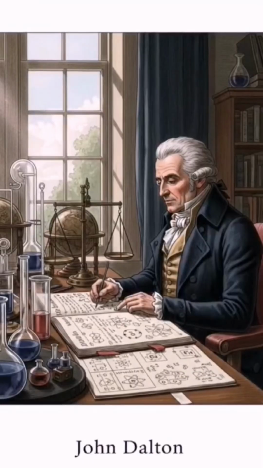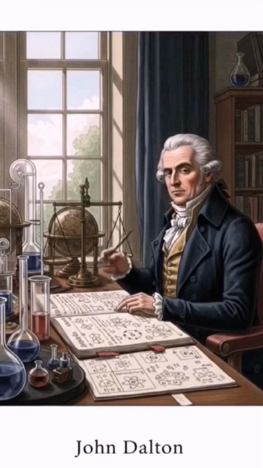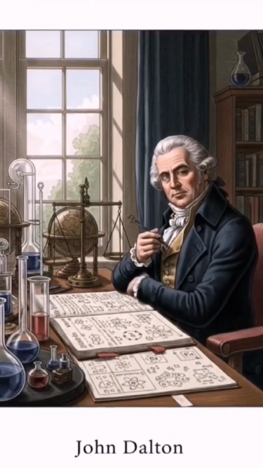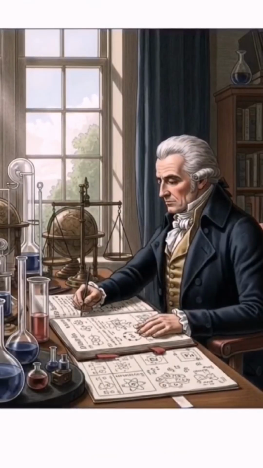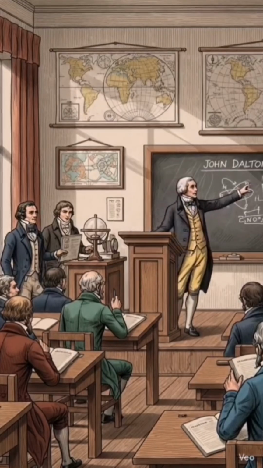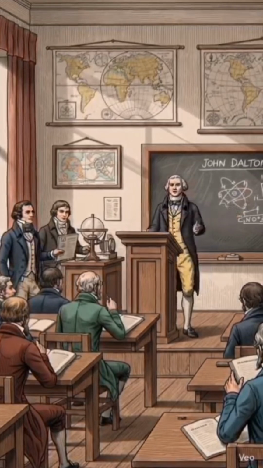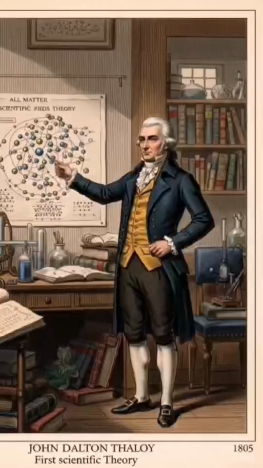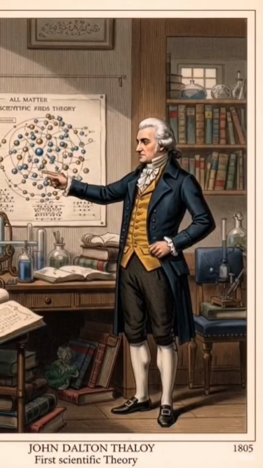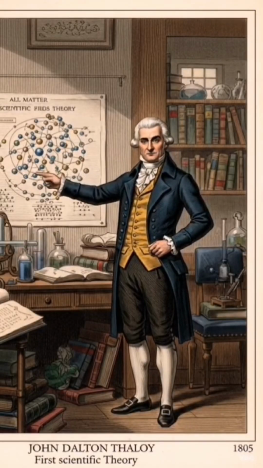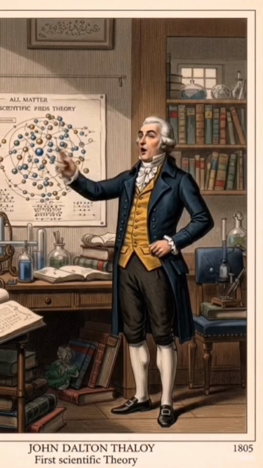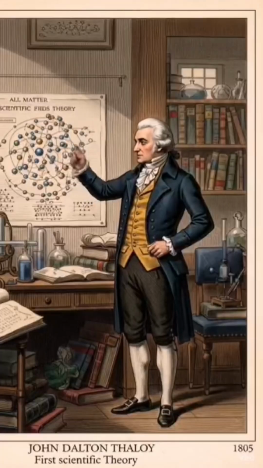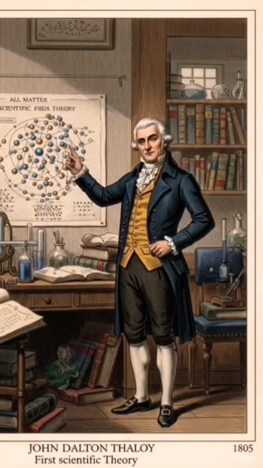Much later, in 1805, the English scientist John Dalton published the first scientific atomic theory. Dalton proposed that all matter is made of tiny particles called atoms, which he believed were solid, hard spheres. According to his theory, atoms could not be created or destroyed, and all atoms of the same element were identical.